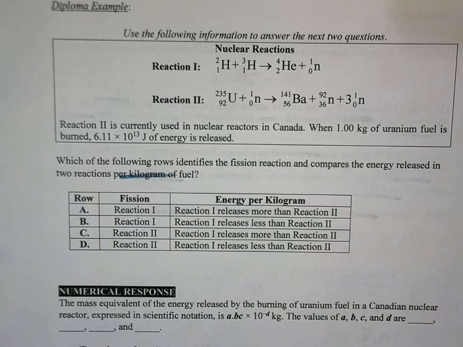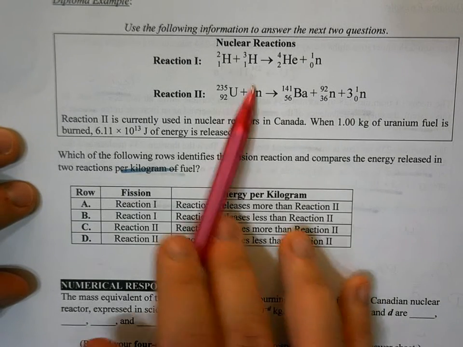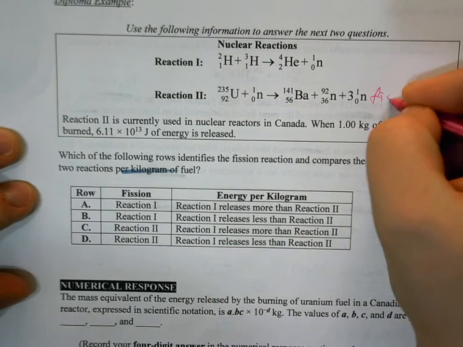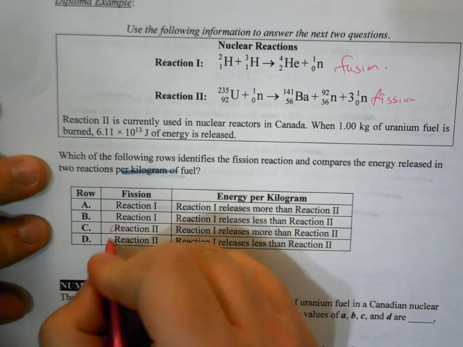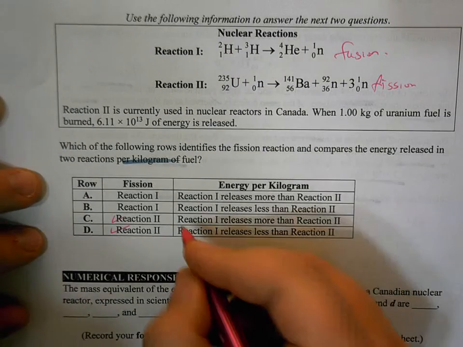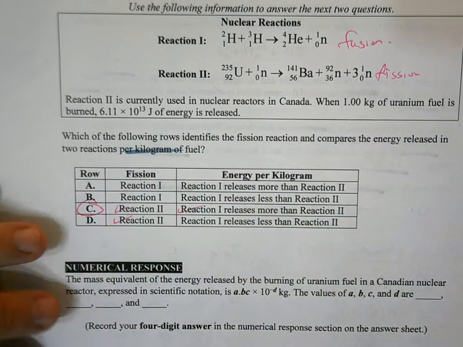Now, let's have a look at this. So first of all, the fission reaction is reaction 2 because we have a heavy nucleus splitting into smaller ones plus the presence of a neutron. So this is fission, this is fusion. So reaction 2 is the one we're looking for. In terms of comparing by kilogram, fusion's always going to win this one. When we're looking at comparing energy per kilogram, fusion produces more energy per kilogram than fission. So reaction 1 is going to release more energy than reaction 2. So what we're looking for here is C.